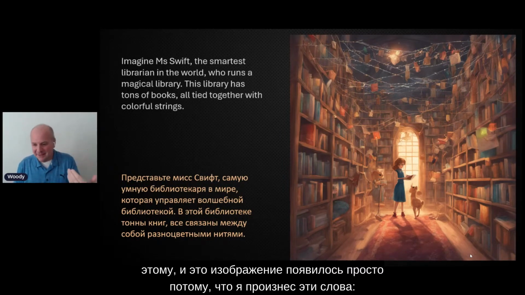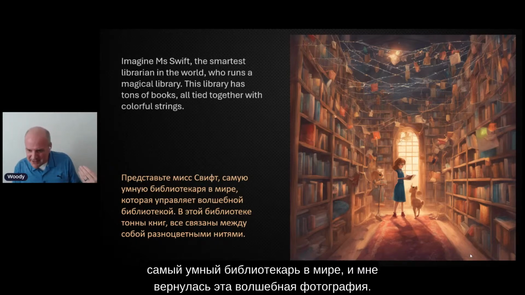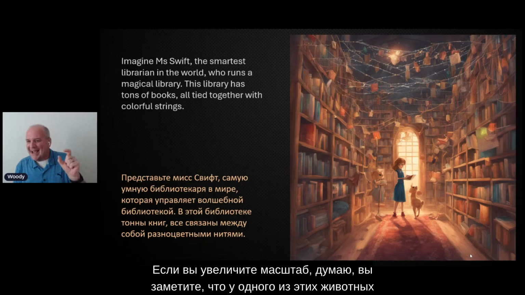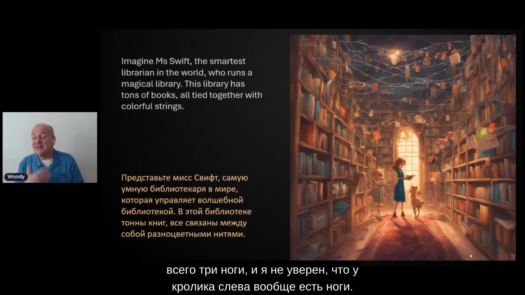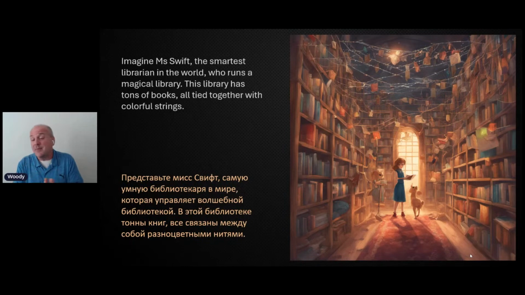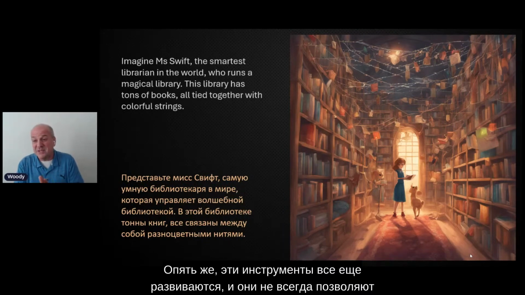Now, if you zoom in, I think you'll notice that one of those animals only has 3 legs, and I'm not sure if the rabbit on the left has any legs at all. And I think the librarian just has 1 eye. Okay, again, these tools are still evolving, and they don't necessarily always get human figures right, although that is really going to be remedied. And by the time I show you multimodal by the end of the course, I bet a lot of that stuff's going to be fixed.